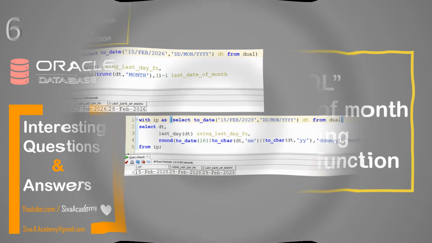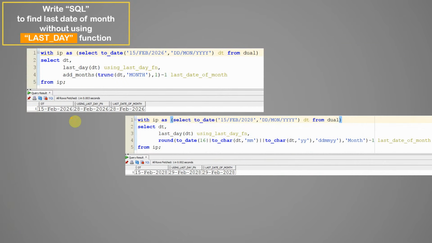So just to summarize our learning, here are the two different ways of implementation. In the first method, I take the first date of the month and then I add 1 month to that so that we get the first date of the next month, and then I subtract 1 day from that date so that we get the last date of the month.